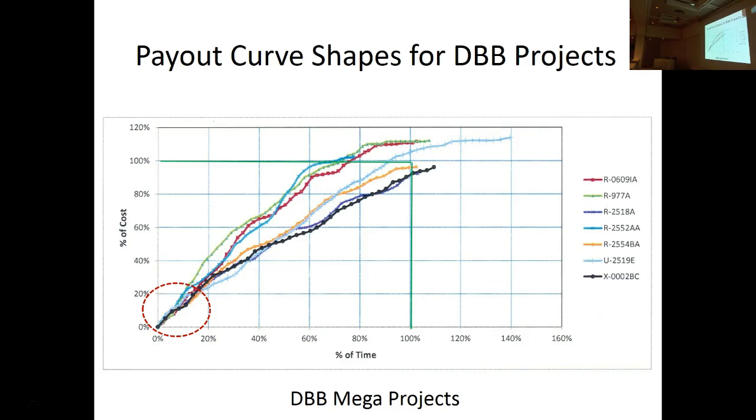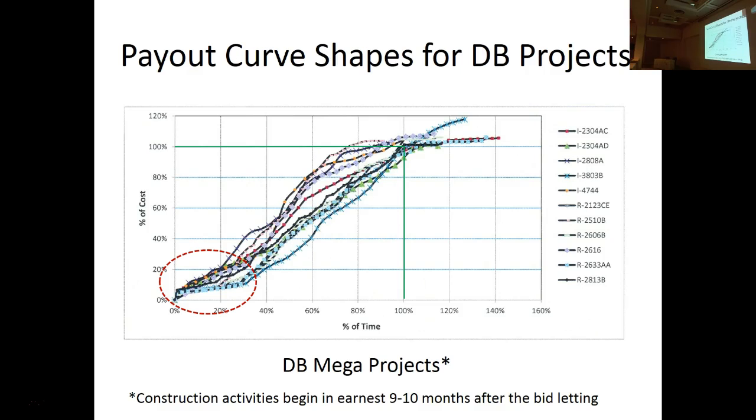for design build projects. Moving on to design build mega projects, you can see the difference in the shape, right? So it's a little flatter. Why is that? Why is the shape flatter?